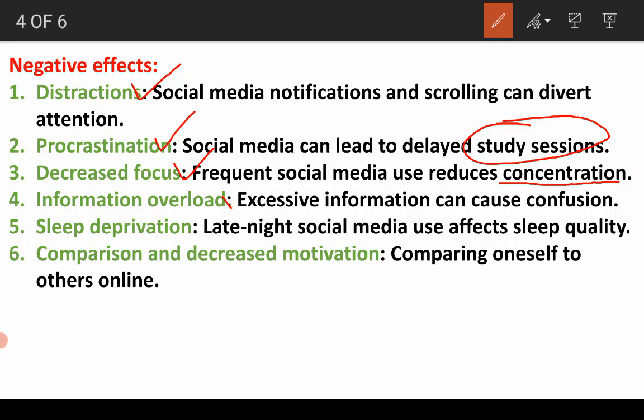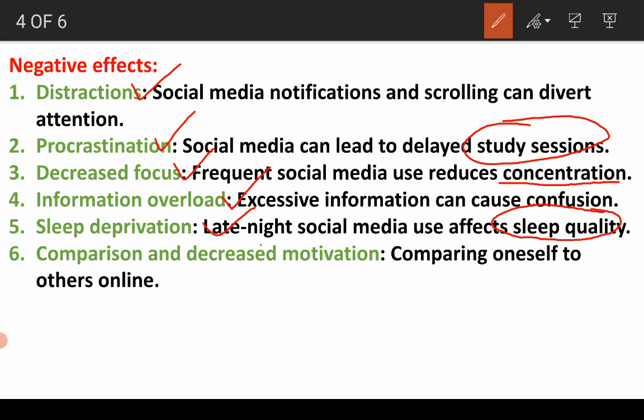Then we have information overload. When you are on social media, you visit different sites and you get different information from there. As a result, you have too many things happening in your head. That eventually can affect your study mode, study techniques, study processes. But also being on the internet or social media for long nights can take away your sleep. So social media deprives you of your sleep. Late night social media usage affects sleep quality, and as a result, it is also going to affect your studies.